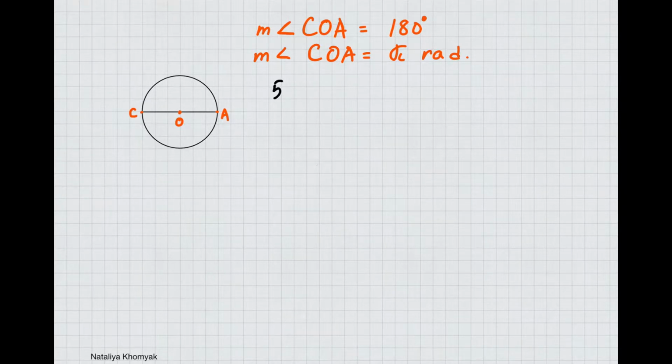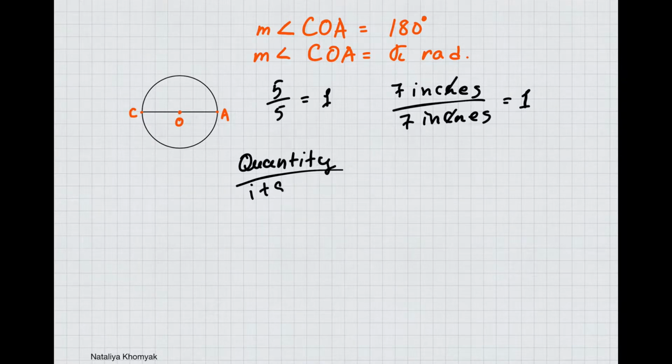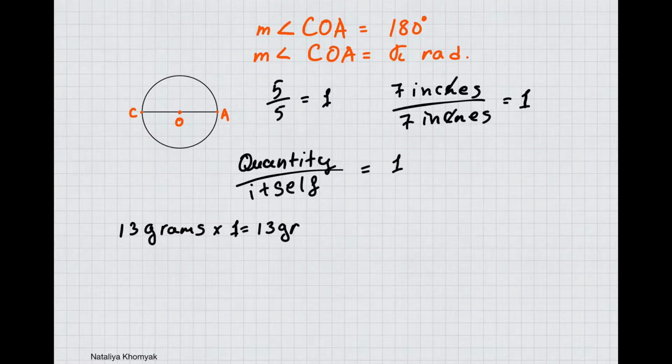Let's say I have 5 and I divide it by itself. The result will be equal to 1. Or let's say we have 7 inches divided by 7 inches. Inches would cancel. 7 would go into 7 one whole time. So a quantity divided by itself is equal to 1. Let's say I have 13 grams of something and I multiply it by 1, I will still have 13 grams.